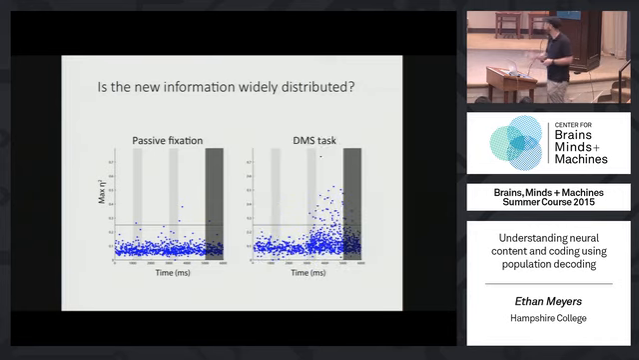When the monkey was performing the delayed match to sample task, what you see is that there's a small number of neurons that become selective after the second stimulus is shown. OK, so it seems like a few neurons are carrying a bunch of the information. Let's see if we can quantify this a little better using decoding.